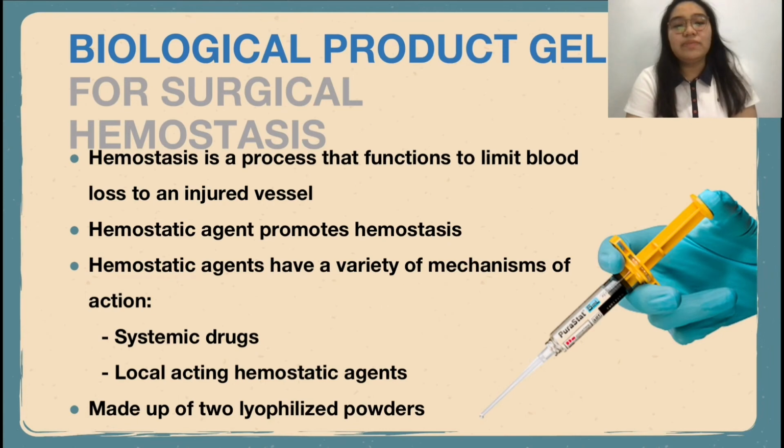The biological product gel for surgical hemostasis is made up of two lyophilized powders. One lyophilized powder contains fibrinogen, factor XIII coagulation factor, and microfibrillar collagen. The other lyophilized powder contains thrombin and microfibrillar collagen. In addition, the lyophilized powders are dissolved in solvents.